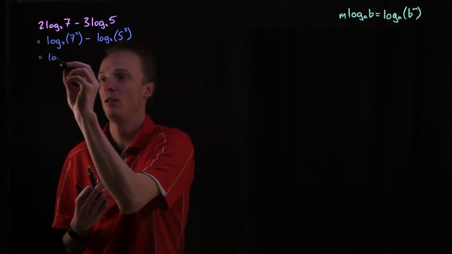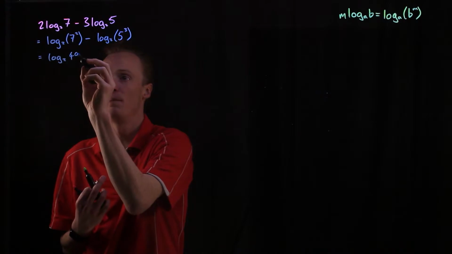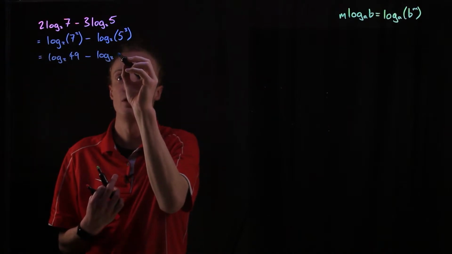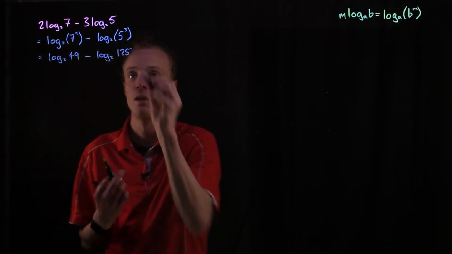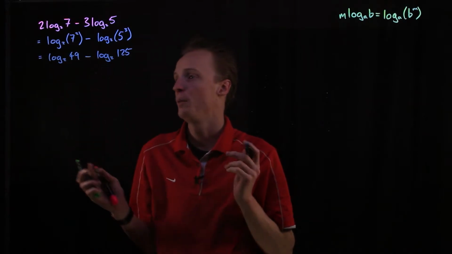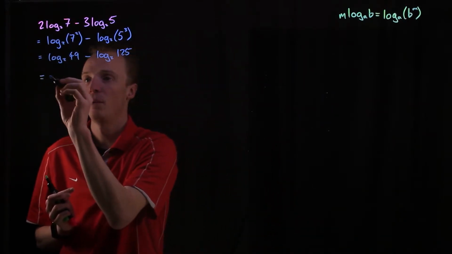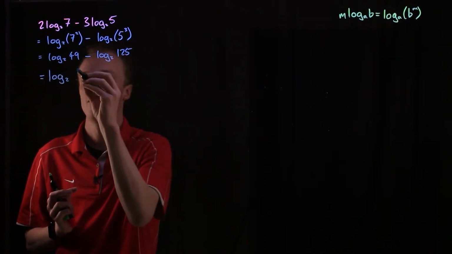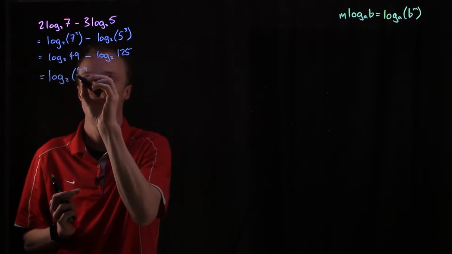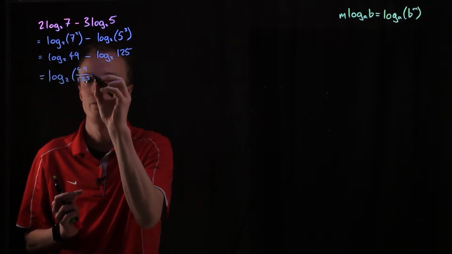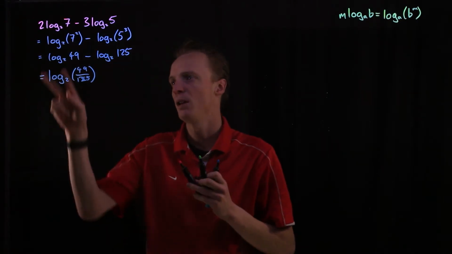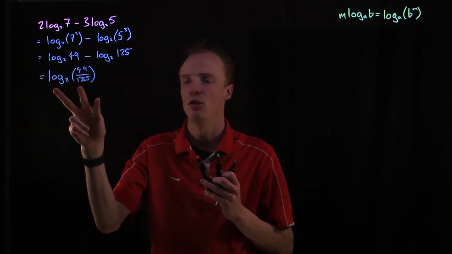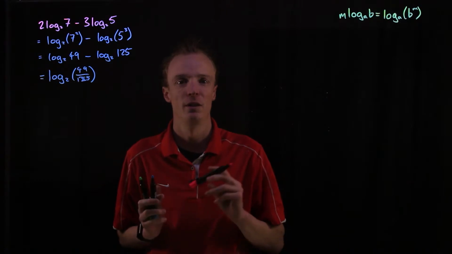So this will be log base 2 of 49, subtract log base 2 of 5 cubed, which is 125. And now I'm subtracting two logarithms of the same base. So we can rewrite this as log base 2 of 49 over 125. So you can see here we can start combining some of our log laws together to at least simplify or rewrite it in a new logarithmic form. But let's take a look at another example.